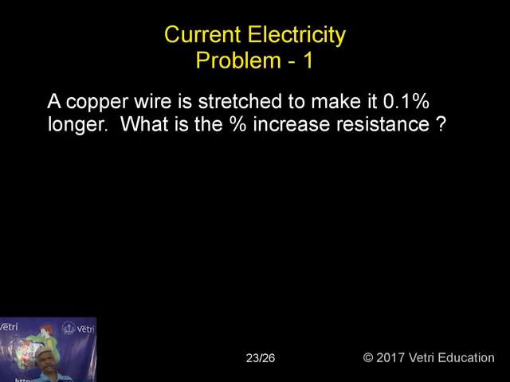Then resistors connected in series, resistors connected in parallel. If it is series, simply we can add R1 plus R2. If it is in parallel, we have to take the reciprocal: 1 by R is equal to 1 by R1 plus 1 by R2. Like that we have seen. Are you clear now?